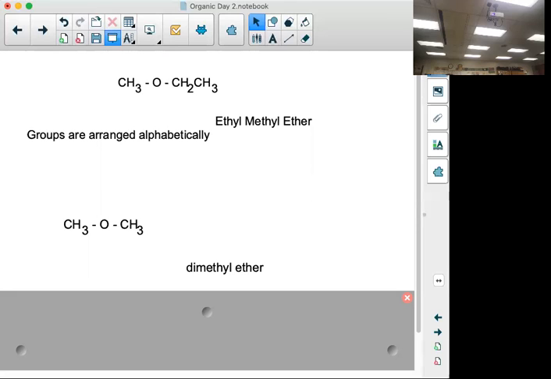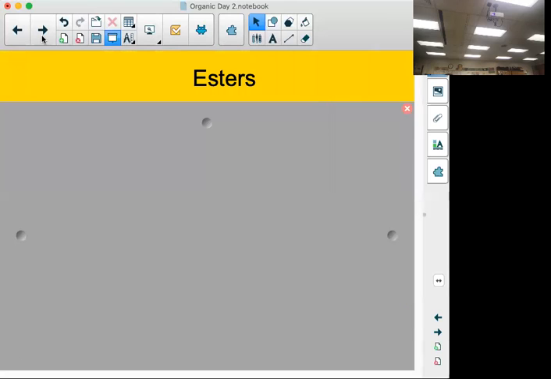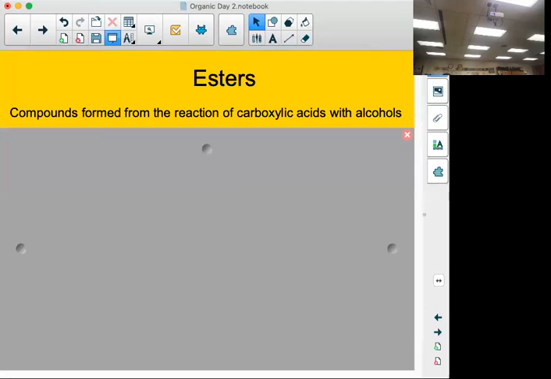Now, I really wish we had had more time because we would have made a lab where you would have taken methyl ethanoate, otherwise known as wintergreen, and made that wintergreen smell in the lab. But we just plain ran out of time. So, okay, what is an ester? A compound formed from a reaction of a carboxylic acid with an alcohol. It's a hydrolysis. We're going to form water, take water out of the process.